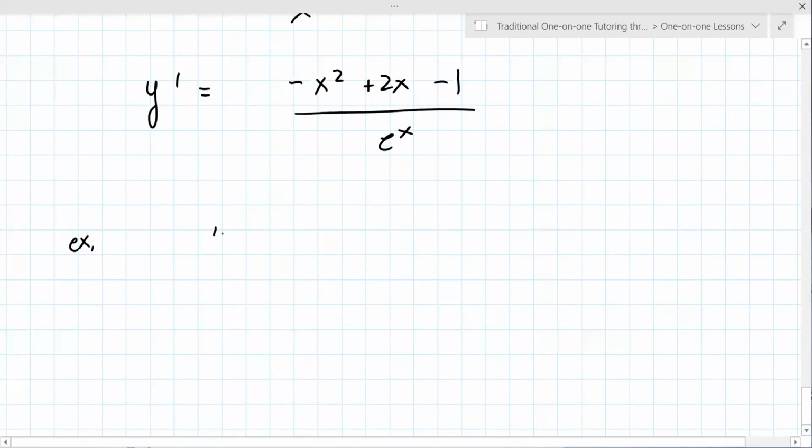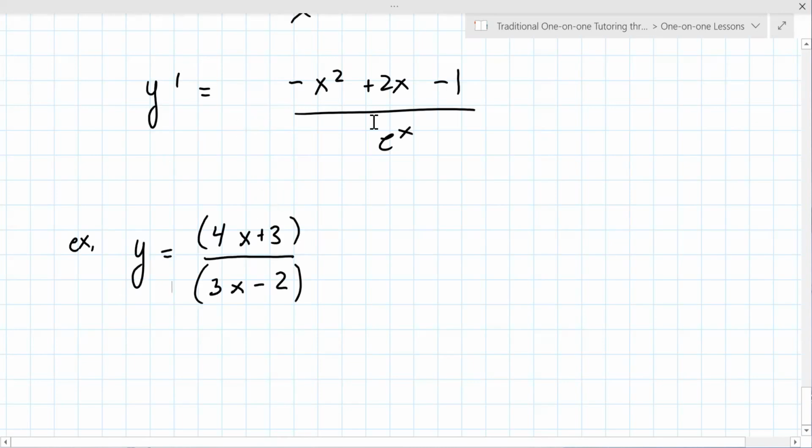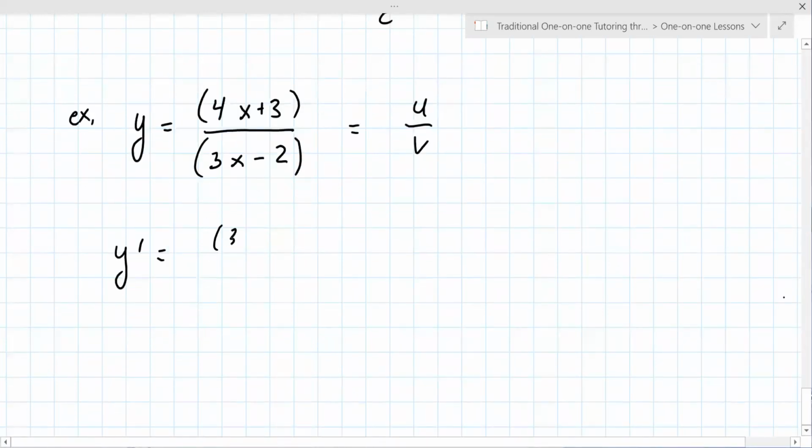Let's try another one here. This example, let's go 4x plus 3 over 3x minus 2. So this is your y. Y prime equals: you keep the bottom, 3x minus 2, times the derivative of the top, the derivative of 4x plus 3, which is 4. Plus 0, so we're not going to write that.